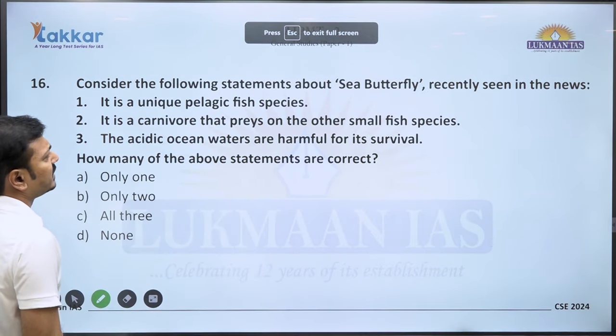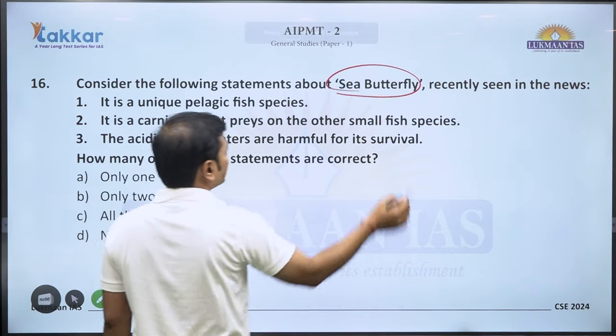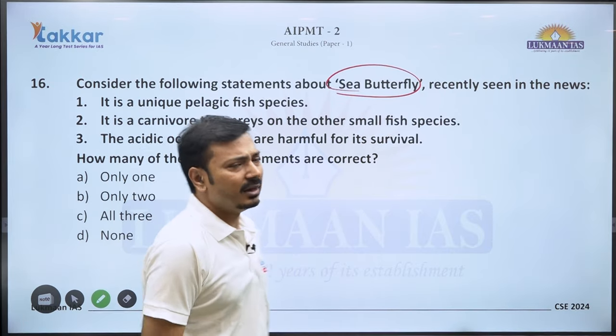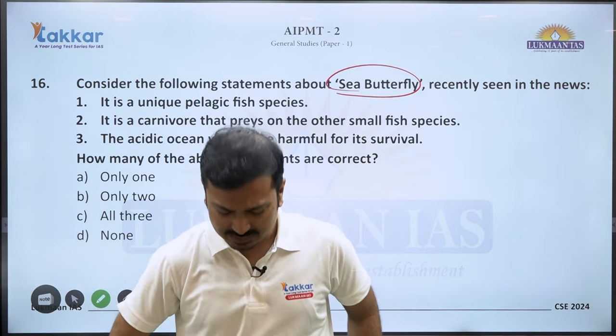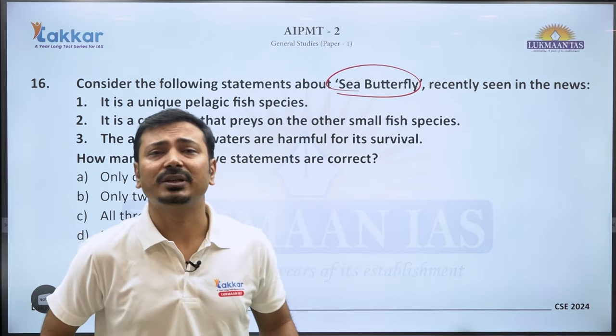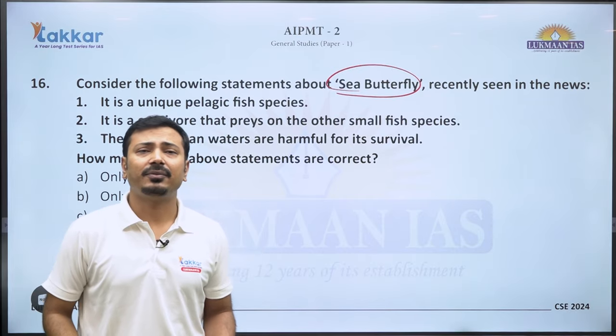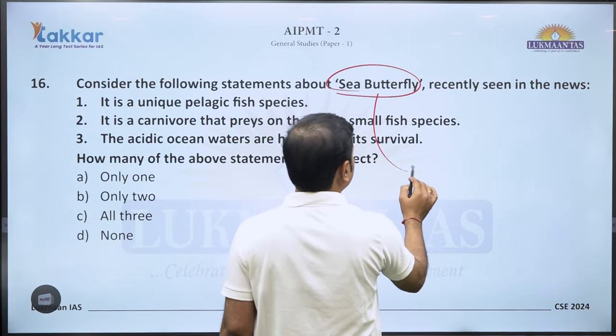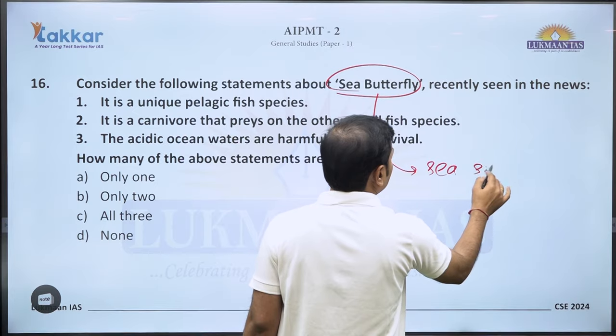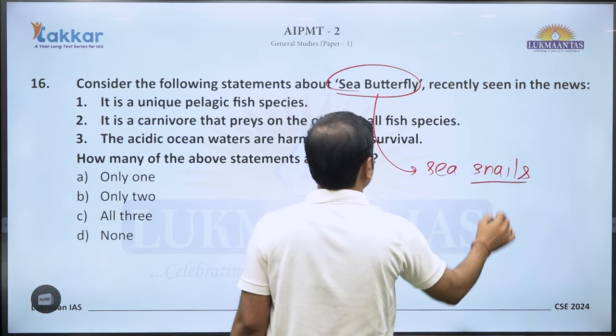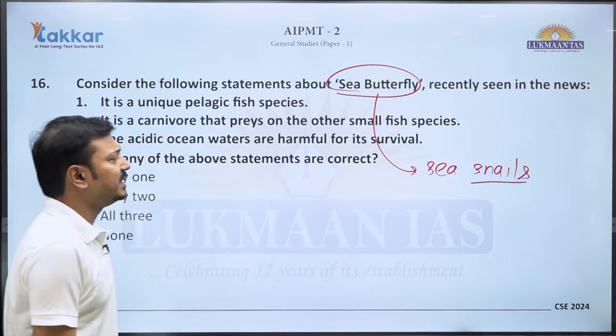What about this one? Sea butterfly. Okay, so this species was in news recently, and the sea butterfly species are facing some problem because of ocean acidification. Sea butterflies are basically a kind of snails, sea snails. They are not, we can say, fish species. Rather, they are pelagic sea snails.